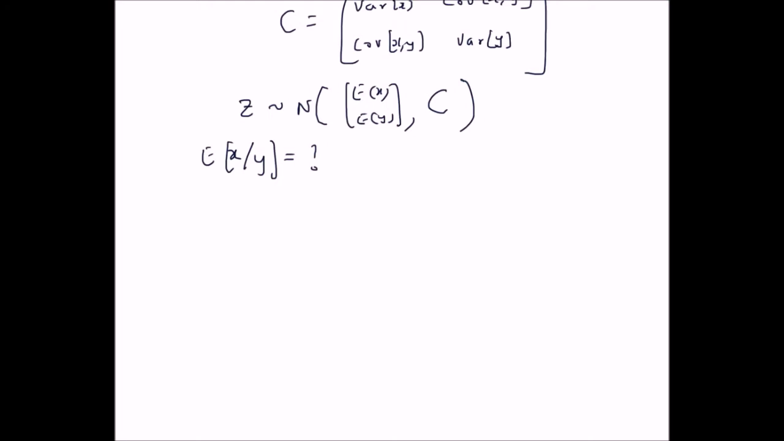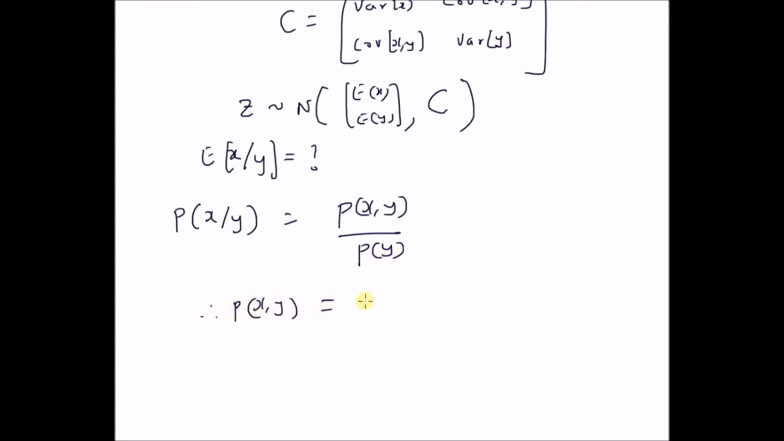And since both the components of the vector, that is x and y, are jointly Gaussian, we can actually derive this posterior or conditional mean of x given y by looking at the probability distribution of x given y, that is the conditional probability of x given y, which is clearly equal to probability of x comma y over probability of y, that is the joint distribution of x and y upon the marginal distribution of y. Therefore, probability of x comma y, that is the joint distribution, is equal to the posterior or the conditional distribution of x given y multiplied by p of y.